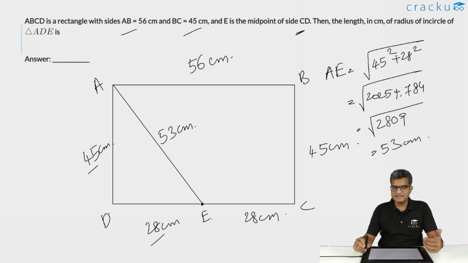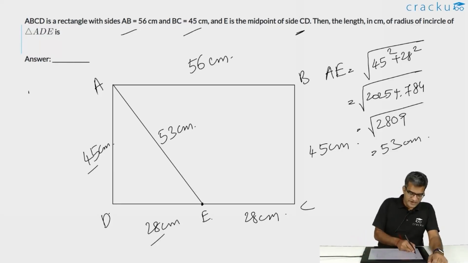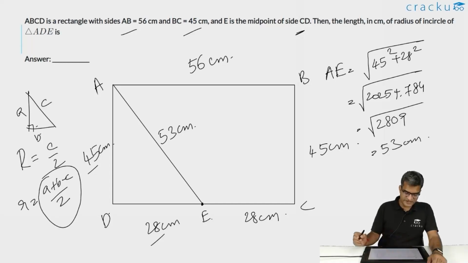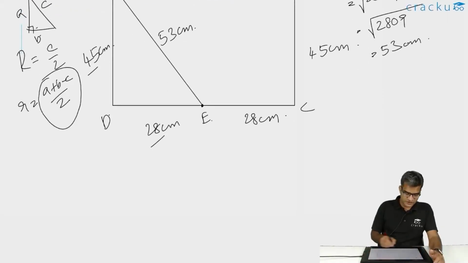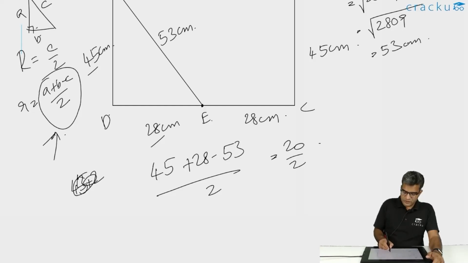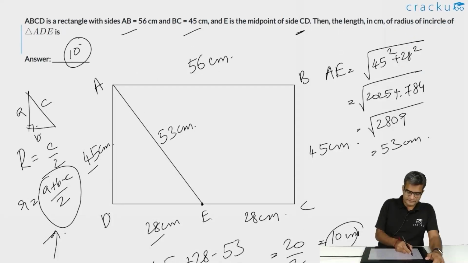So what is the inradius of this right angle triangle? If you have a right angle triangle with the sides as A and B and the hypotenuse as C, the circumradius is C by 2. The inradius is A plus B minus C by 2. This is true for all right angle triangles. In this particular case, the two sides are 45 and 28 and the hypotenuse is 53. So the inradius using this formula will be 45 plus 28 minus 53 divided by 2, which is equal to 20 by 2, which is equal to 10 centimeters. So the inradius will be 10 centimeters.